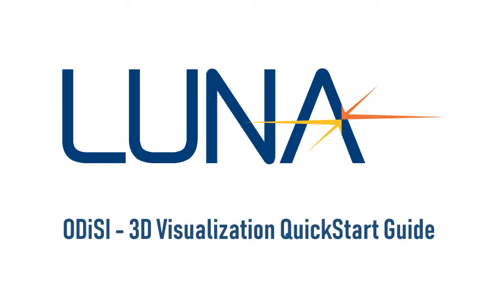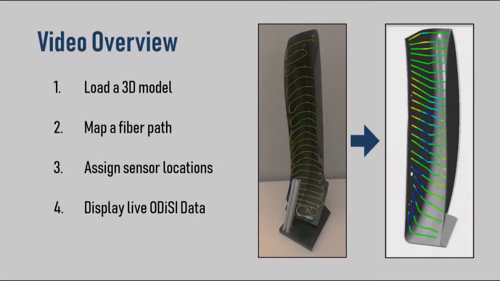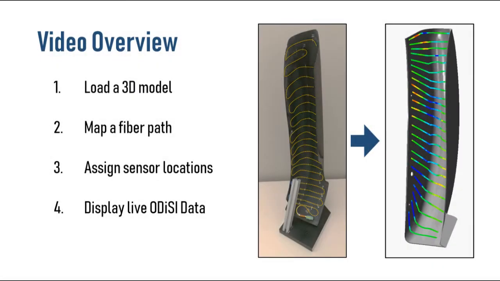Welcome to the QuickStart guide for 3D visualization using Luna's ODiSI system. 3D visualization is a useful tool because it allows us to take an instrumented part and observe the strain or temperature changes that it experiences visually and in real time, making it much easier to understand where interesting things are happening on a component. The goals of this video are to make it clear how to load a 3D model, map a fiber path, assign sensor locations, and display live ODiSI data.